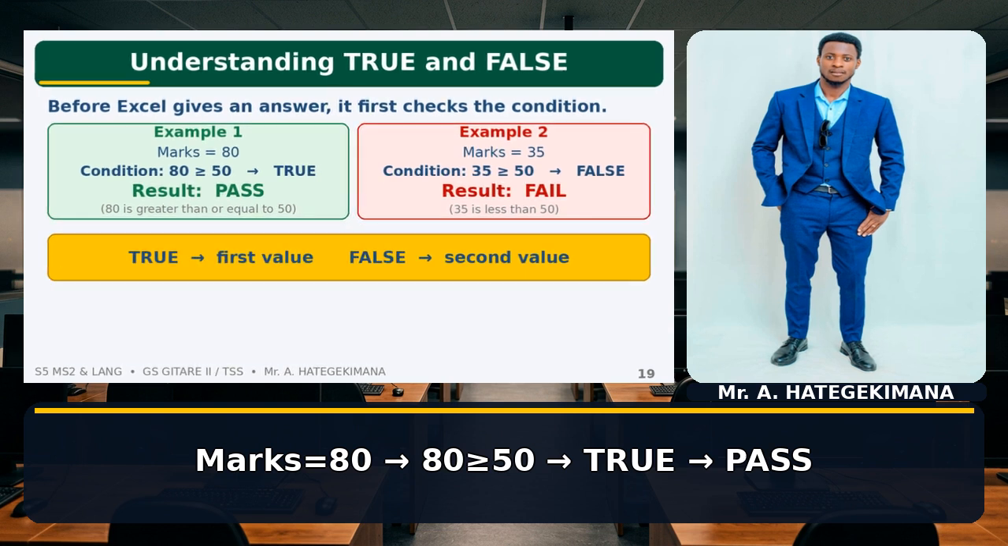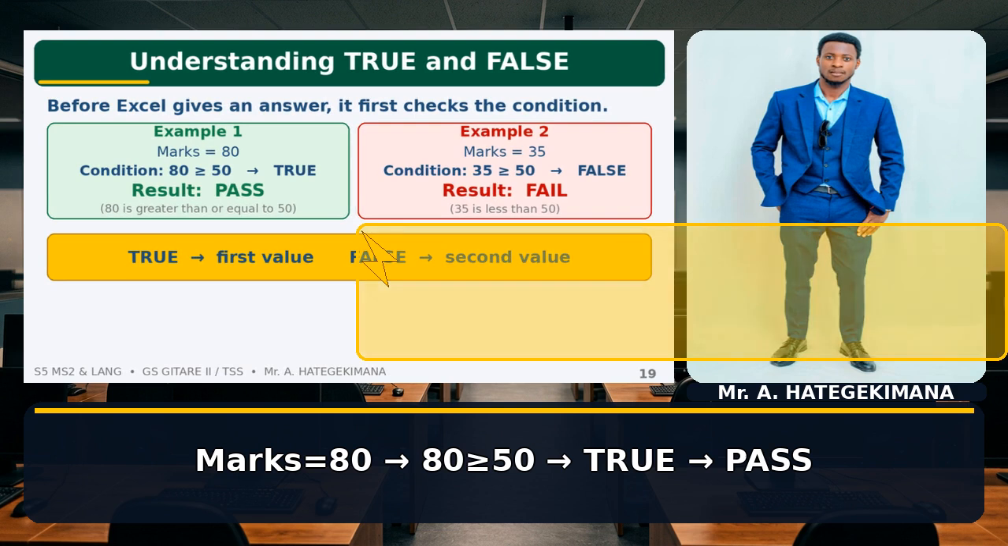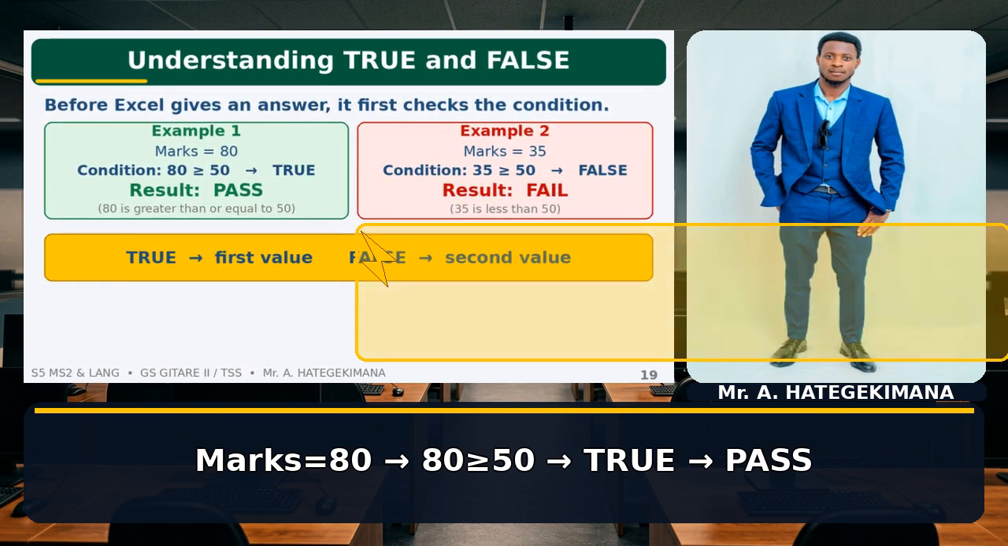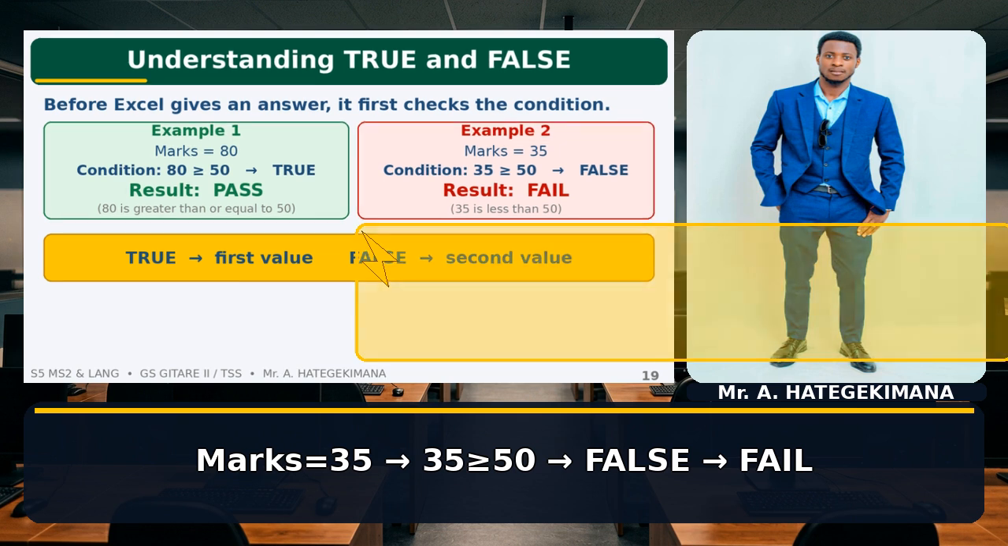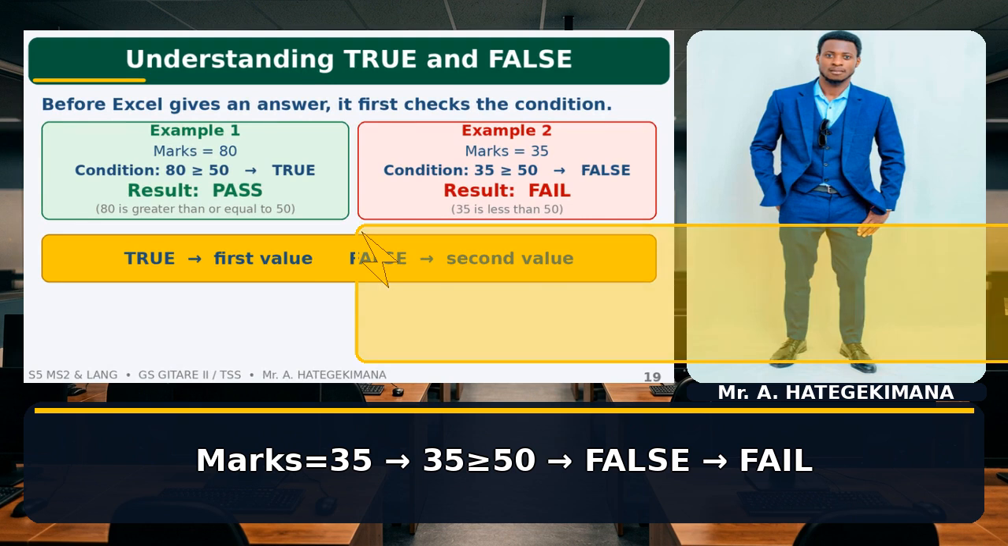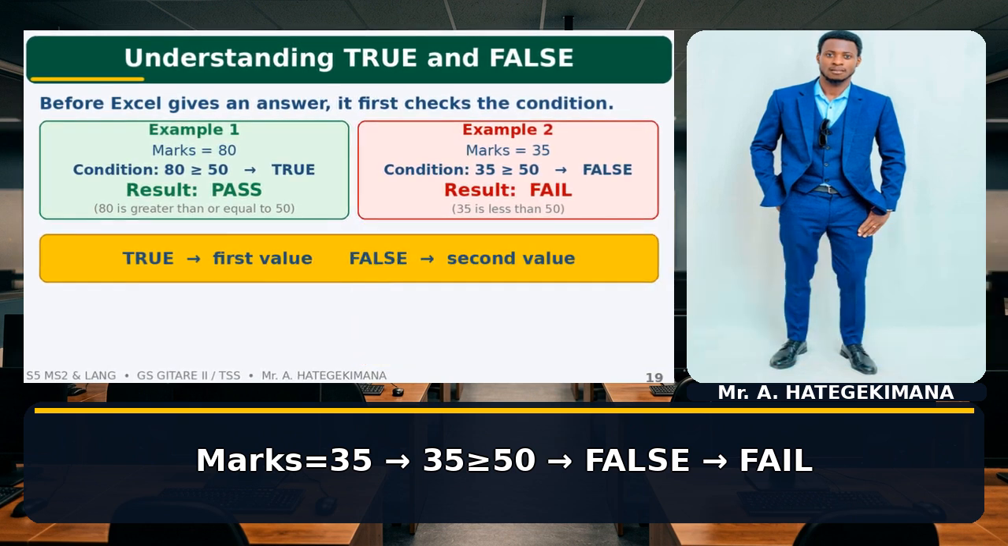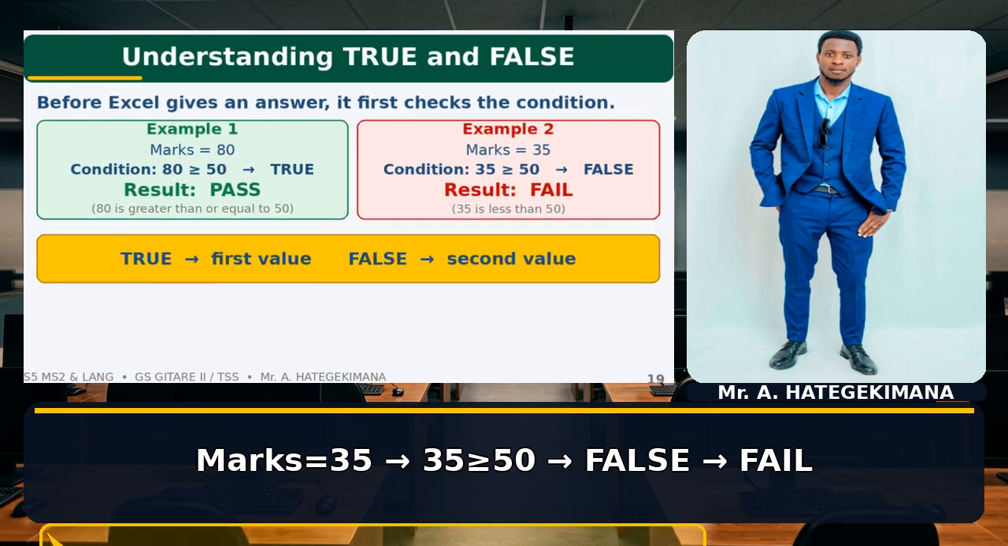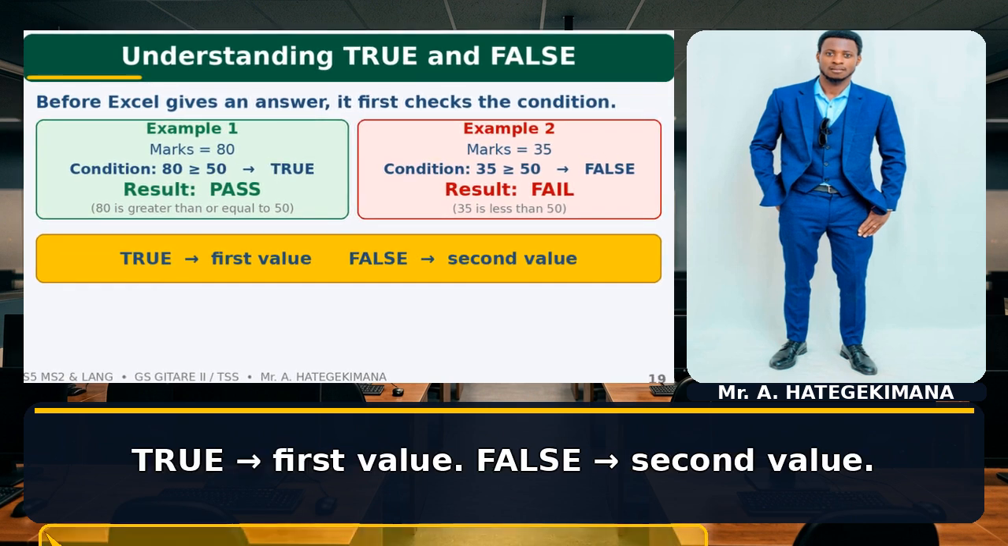Now, example 2. Suppose a student has a mark of 35. The condition is 35 is greater than or equal to 50. Is that true? No, it is false, so the result is fail. Remember this rule. If the condition is true, Excel returns the first value. If the condition is false, Excel returns the second value. True goes to the first value, false goes to the second value.